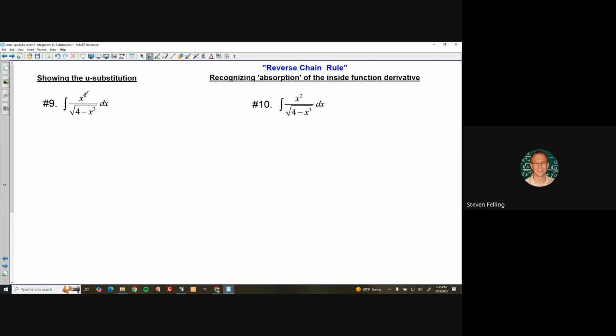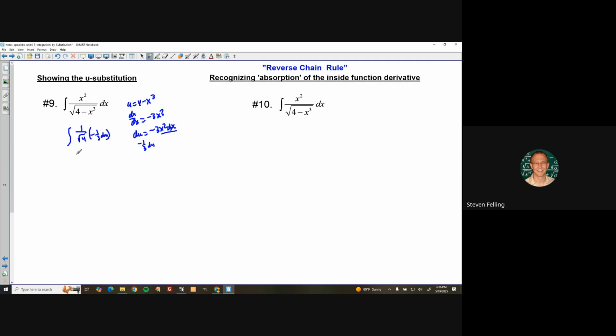So the formal u substitution over here on number 9 would be, we would identify the u and write u is 4 minus x cubed, right? And then the derivative du dx is negative 3x squared, so du is negative 3x squared dx. And then I would rewrite this and say, all right, this is the same as 1 over the square root of u. And then I've got this x squared dx, which is the same as negative 1/3 du.